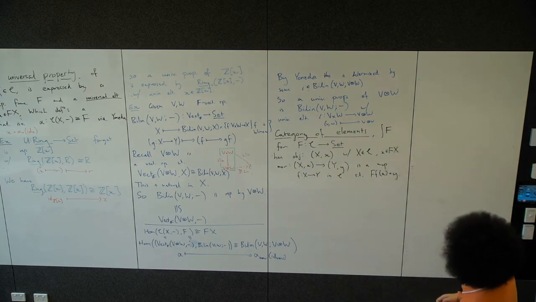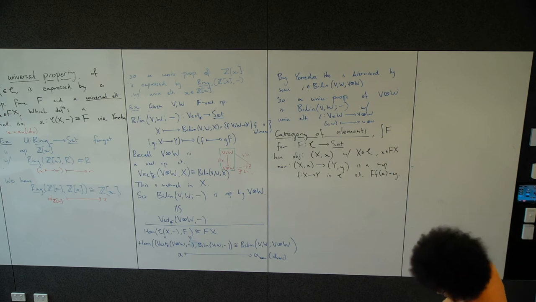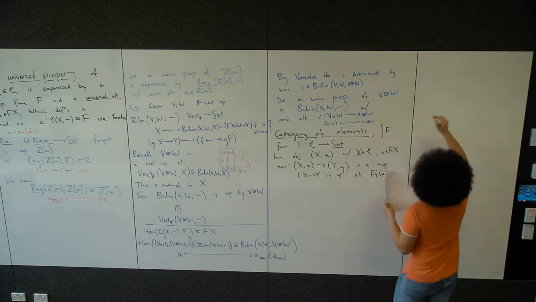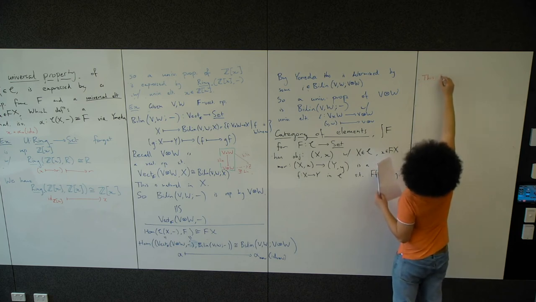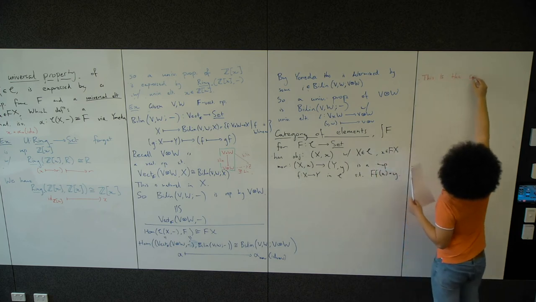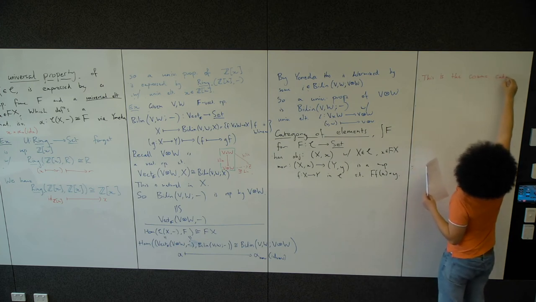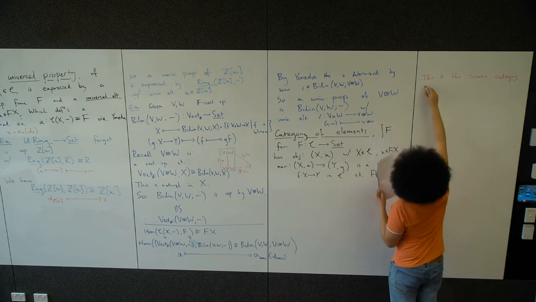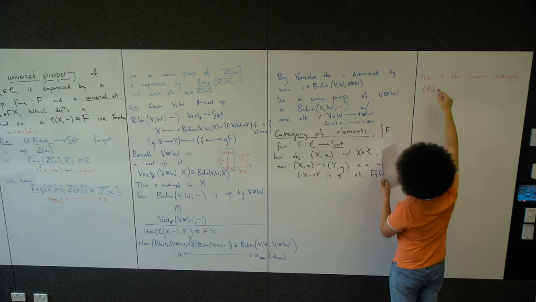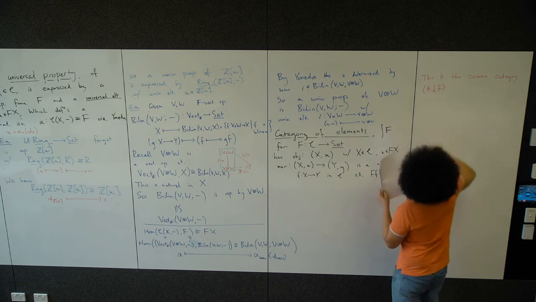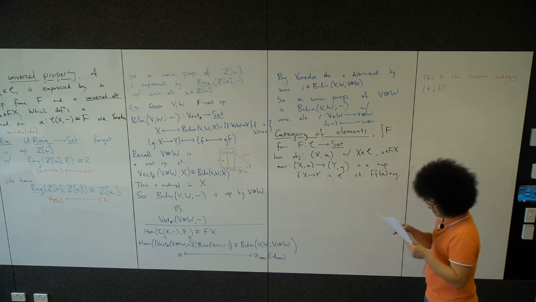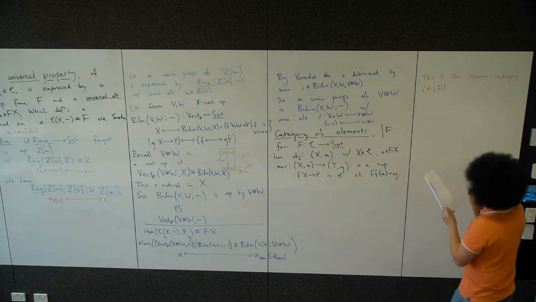All right, so I previously described comma categories, and this is an example of a comma category. It's the comma category star comma F, star over F. That used to be a comma, which was bad notation. This is much better notation.